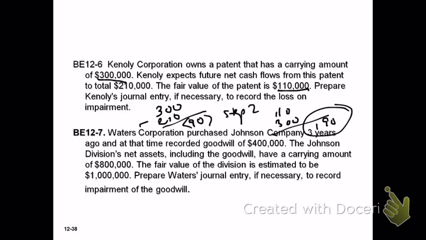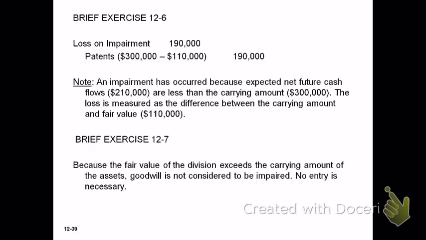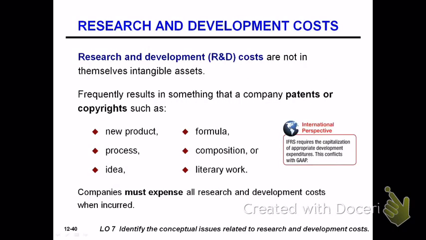In the second one, we have recorded goodwill. So the fair value of the company is $1 million. The carrying value is $800,000. And since the fair value is more than the carrying value, there's no issue. So we have to do no entry for the second transaction. The first one, we are recording a loss on impairment. Research and development.